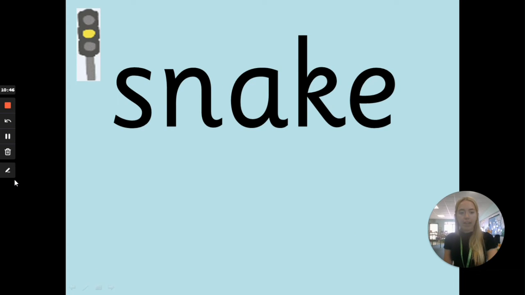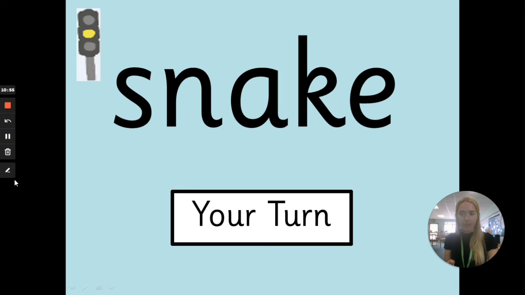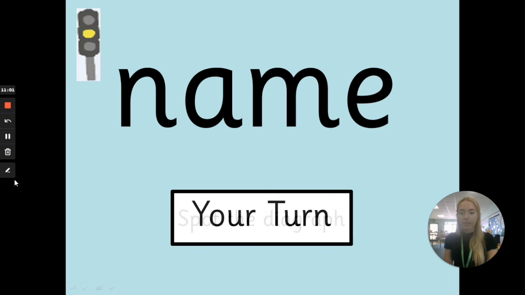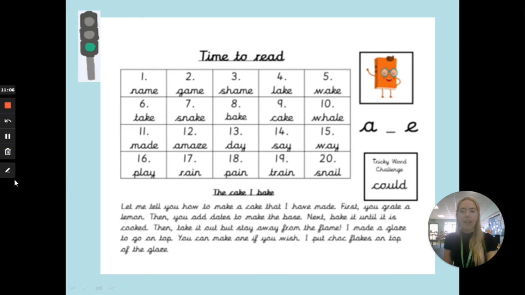But for this time, you would say spot the digraph, give them a few seconds to find it, and then it's just their turn, because you don't want to be spoon feeding them. So they would have a go, and you could use the phonics finger again. So you'd go through these, spot the digraph, just repeating it over and over. Okay, and then it would be time to read.